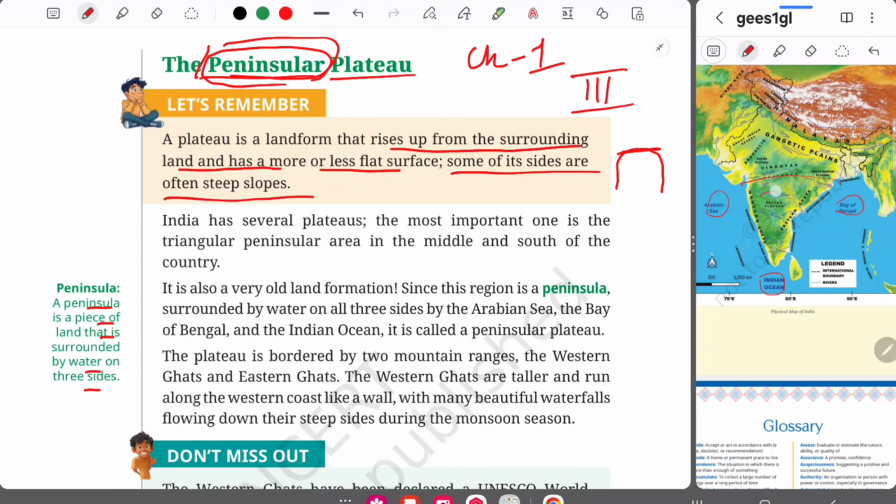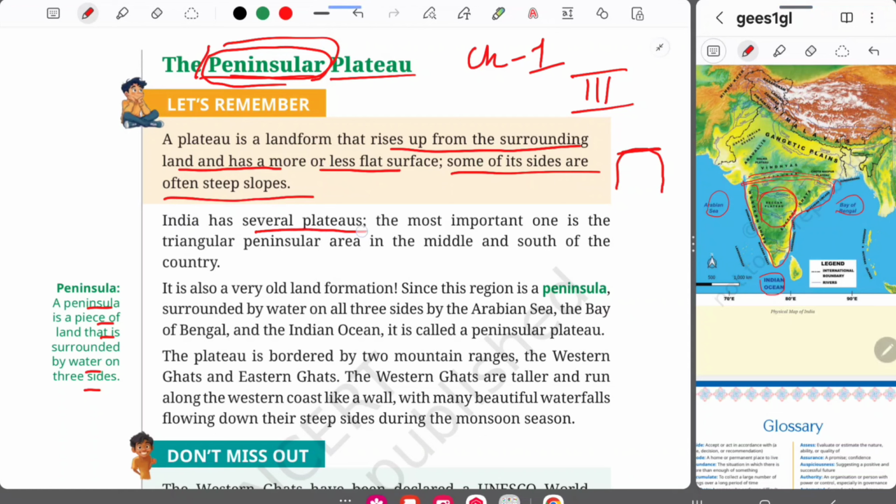This Deccan Plateau here, it is written here also. This is the coastal line, and this land we can say is totally a plateau, and the Deccan Plateau is the biggest one here. So this piece of land is known as the Peninsular Plateau. In whichever area there is a plateau surrounded by water on three sides, that plateau is known as a Peninsular Plateau. And if the area is surrounded by water on four sides, what do we call that? We call that an island. We are also going to learn about that as well.